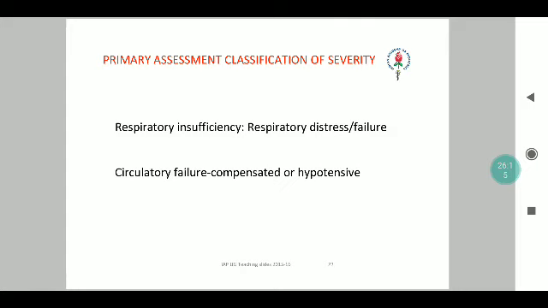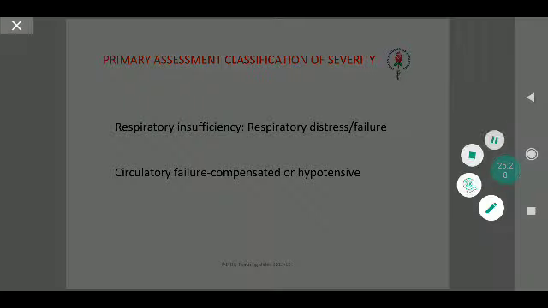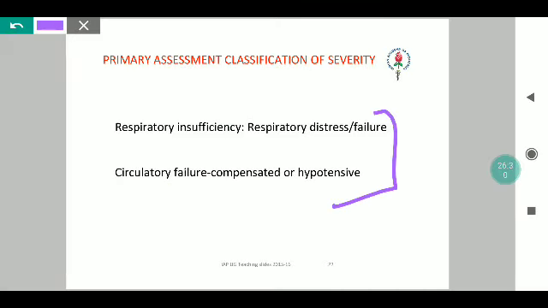Now coming back to where we started initially, the primary assessment. In primary assessment, we should check for respiratory insufficiency, for distress or failure, and in circulatory failure, we classify it as either compensated or hypotensive. If any of these components are there, we must label it accordingly and treat accordingly, otherwise we label these as normal.